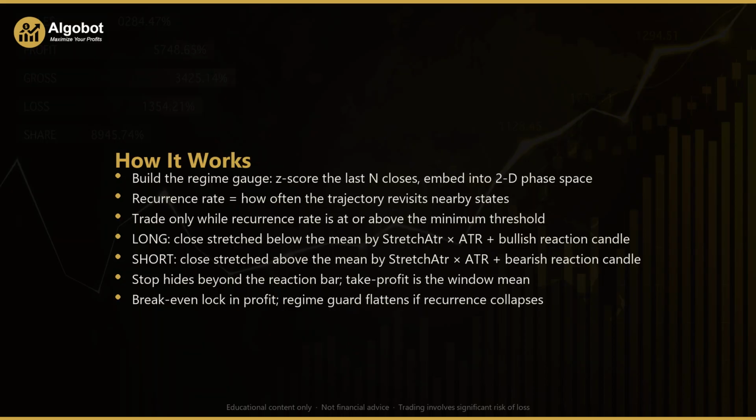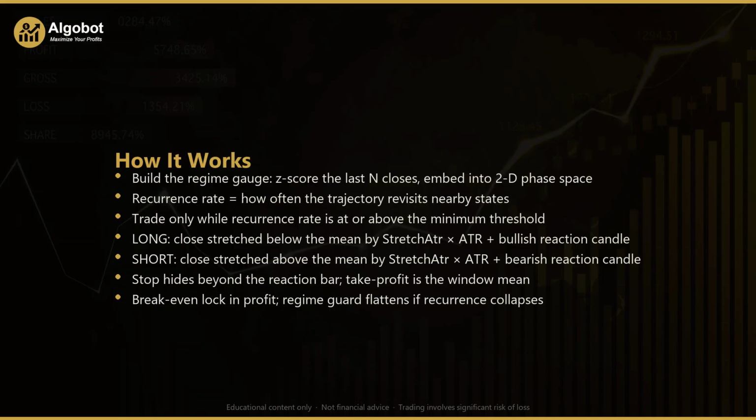That combination says price has been pushed too far below fair value and is already showing a first flicker of recovery. The entry is placed at the ask. The stop-loss hides one average true range below the reaction bar's low, keeping risk tight and structural. And the take-profit is set exactly at the window mean, the value the recurring regime keeps returning to. The short side is the precise mirror.